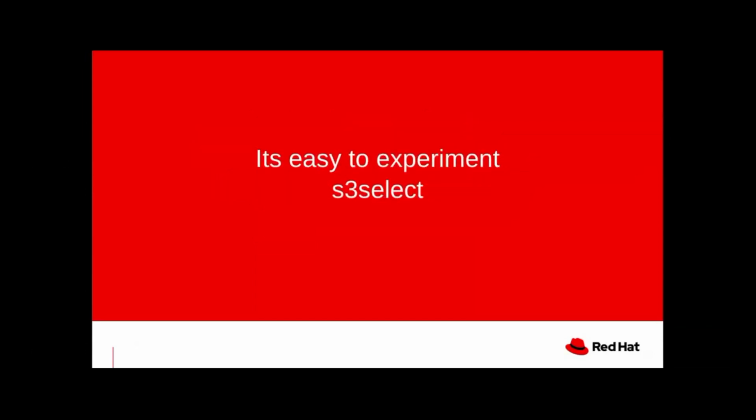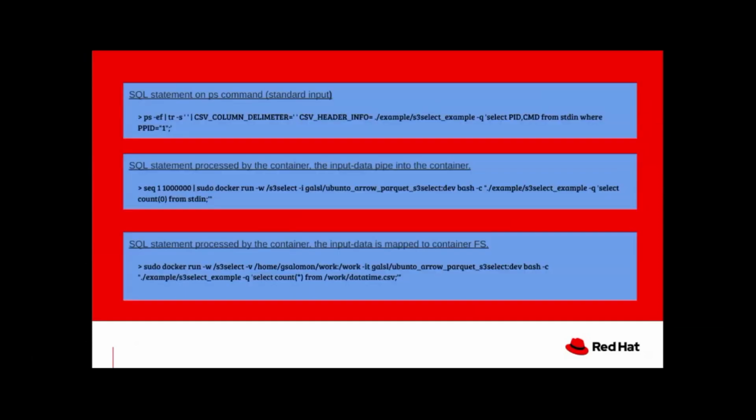Another thing, it's quite easy to experiment with S3 Select. You don't need to run the whole Ceph or something like that. You can actually run it from the shell command. Of course, you should review the GitHub repo of S3 Select. I will show some examples of how to run this on your local file system. Okay, so I put here some examples of how to run S3 Select as a standalone application.